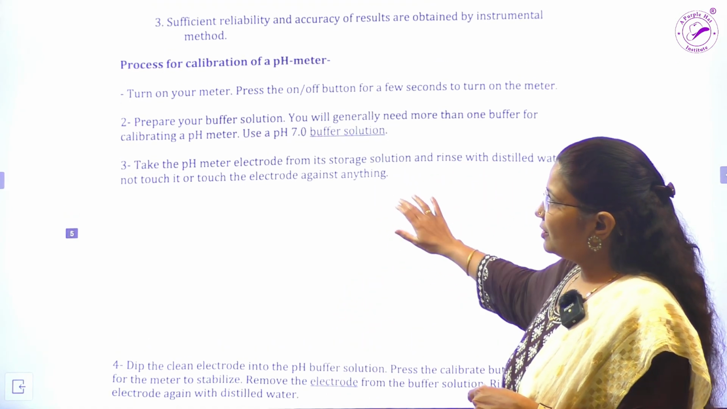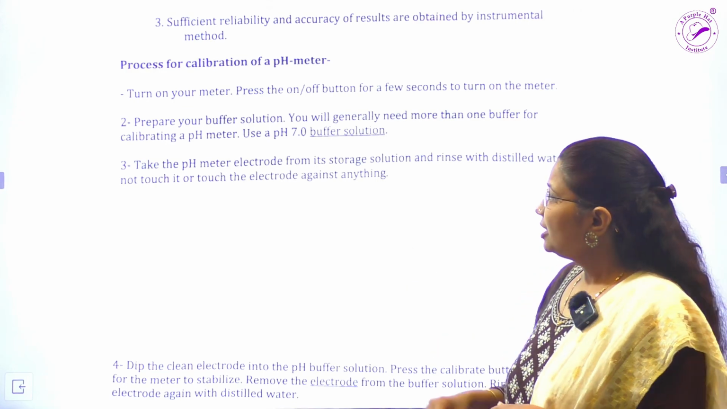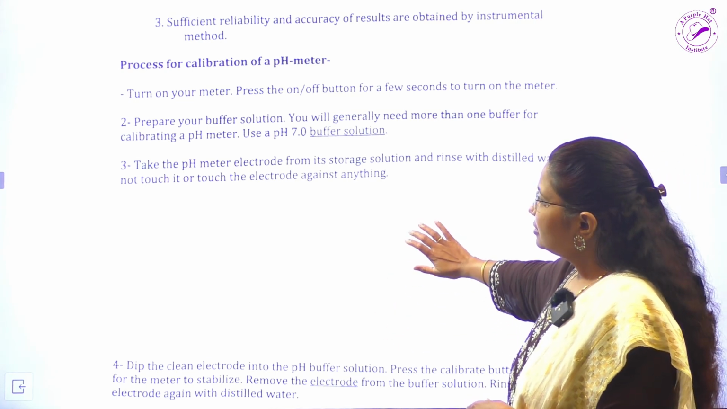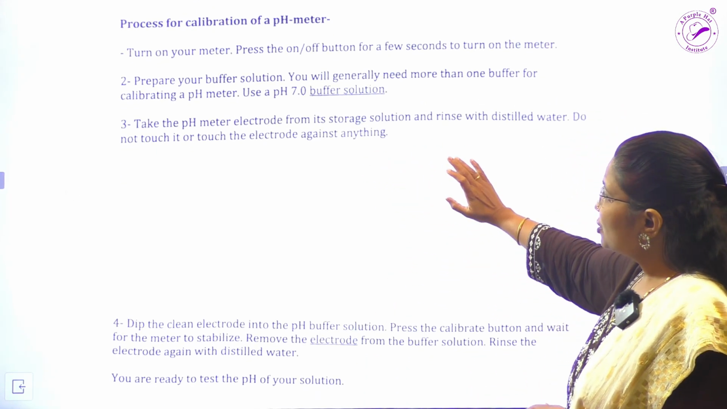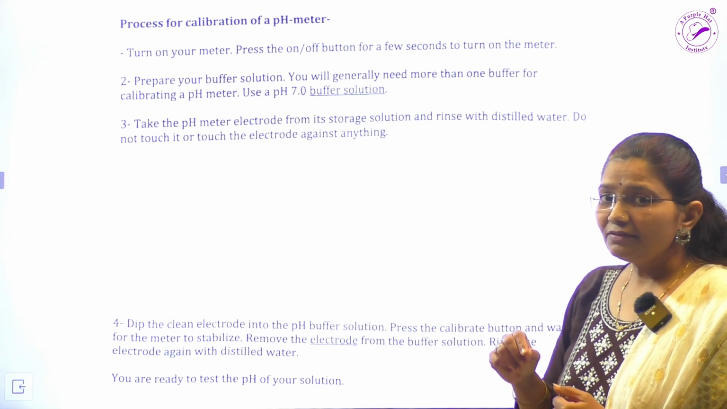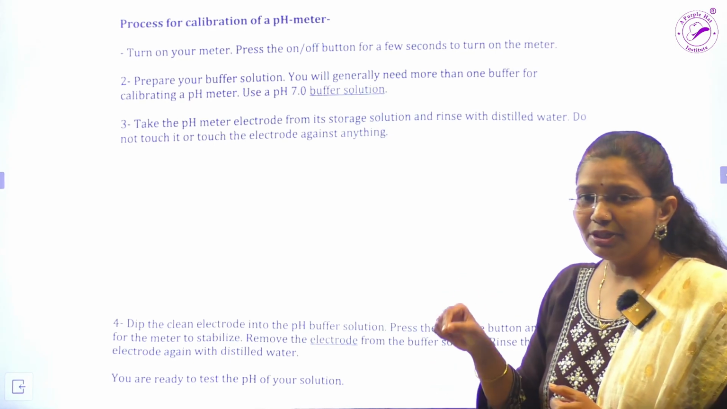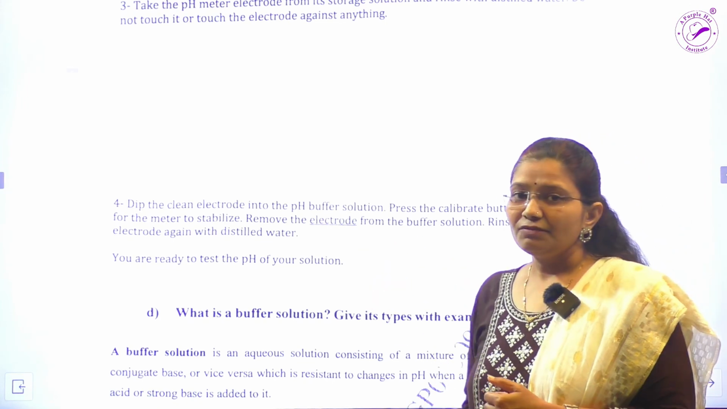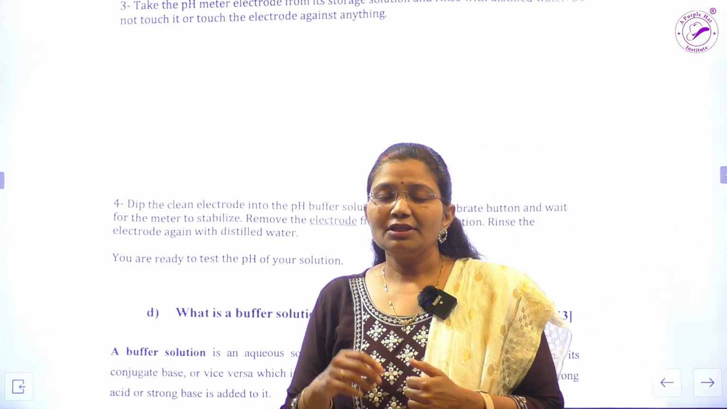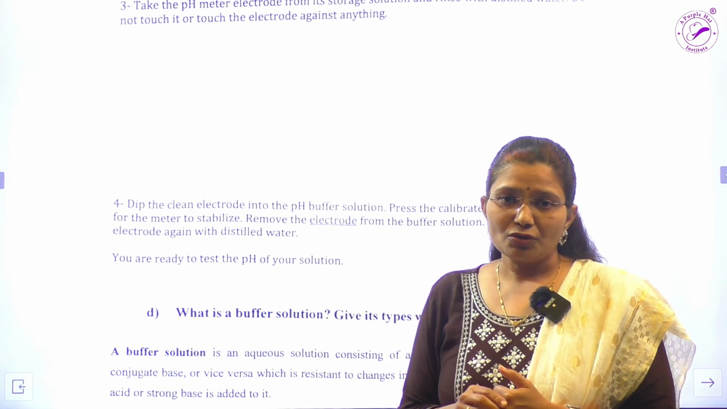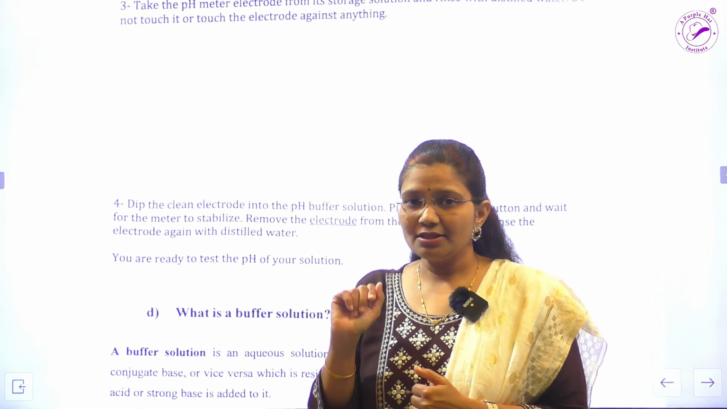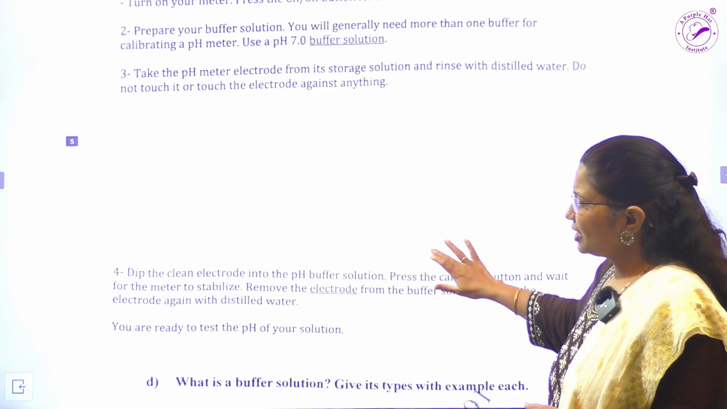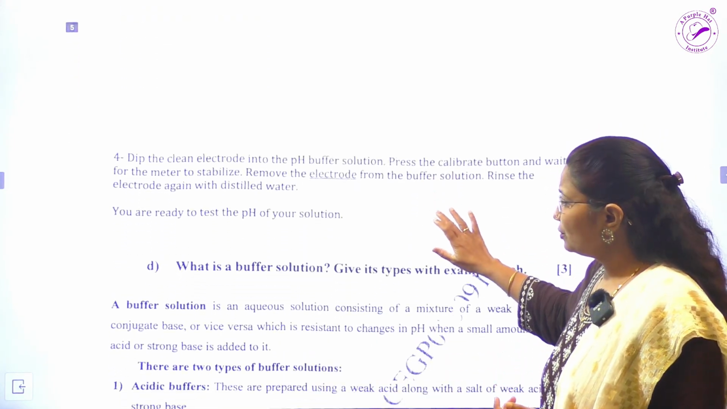So here, first of all turn on the pH meter, then take the buffer solution, and then take the pH meter electrode from its storage solution, rinse it with distilled water, and then dip it into the buffer solution. Then the pH meter will show the reading of that buffer. Suppose you take the buffer solution of pH 7, then the pH meter will show the reading 7. So this is how you can calibrate your pH meter. These are some steps you can write in your own words also.